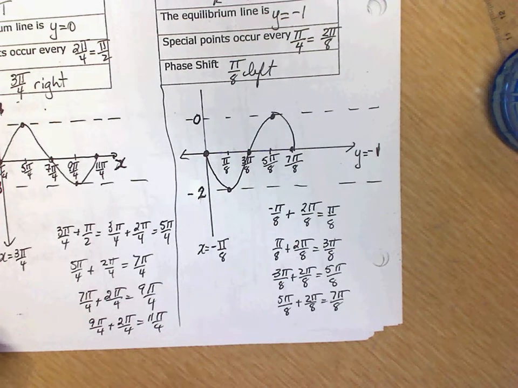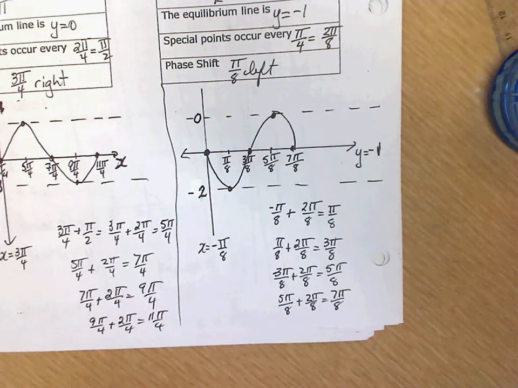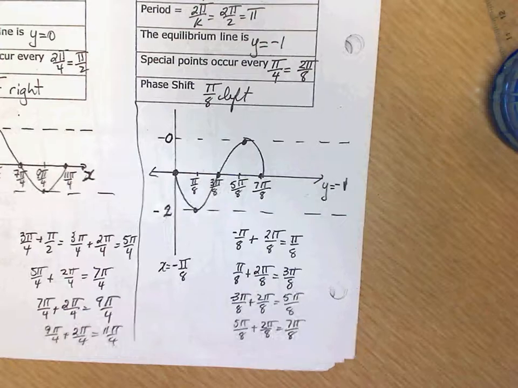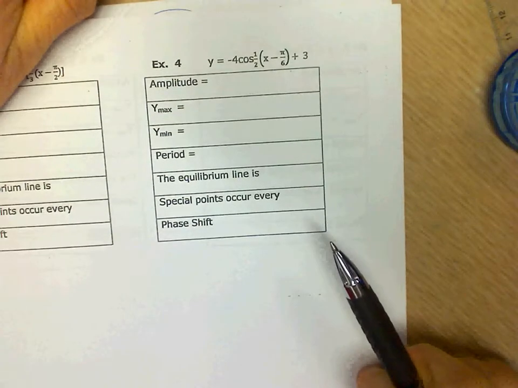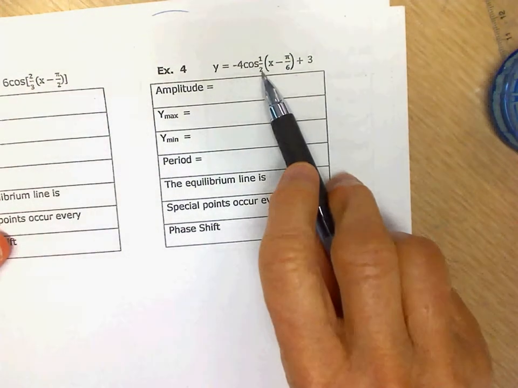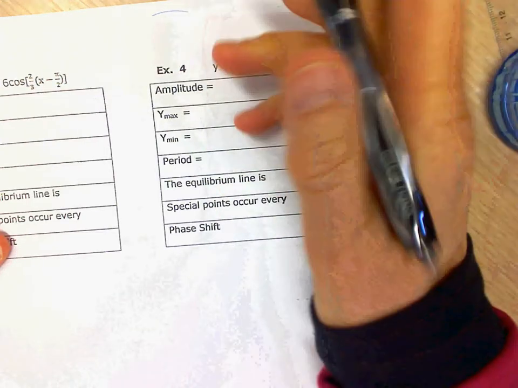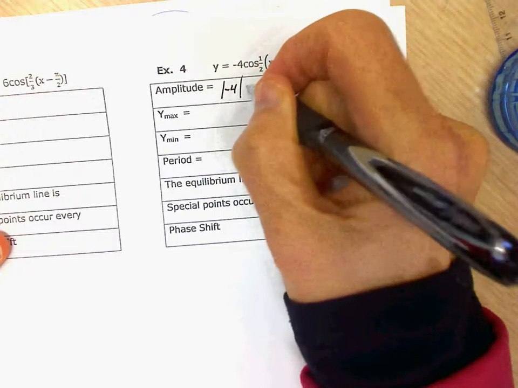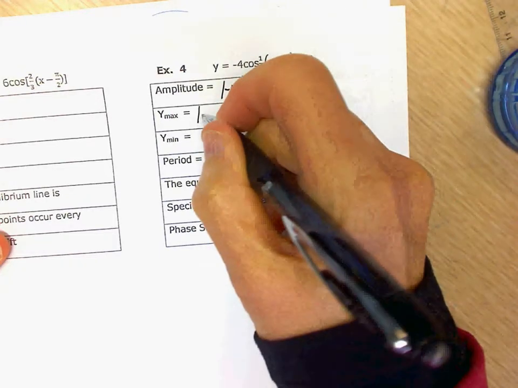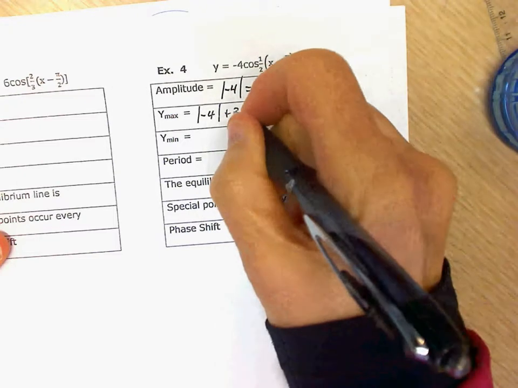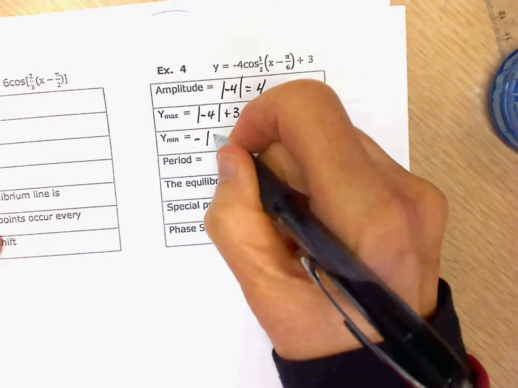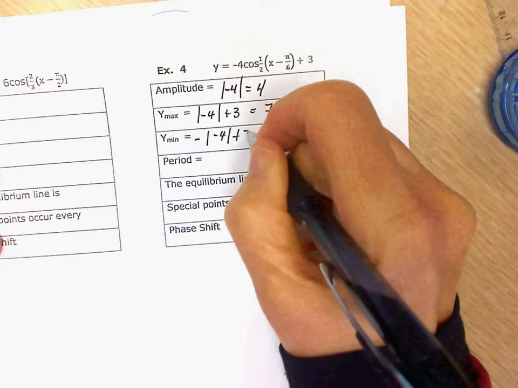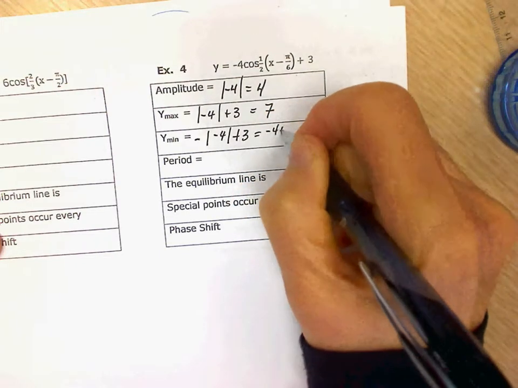Okay, why don't we jump over and do a tan function? Huh? You want to do negative cosine? You want to try negative cosine, but we have to make sure we do a tan function today. Okay. So K is factored for us. That's good. K is already factored. Amplitude is absolute value of A, and that equals 4. Y max is absolute value of -4 plus 3, so that's going to equal 7. Y min is negative absolute value of negative 4, and we're going to add 3, so that's negative 4 plus 3, and that equals minus 1.